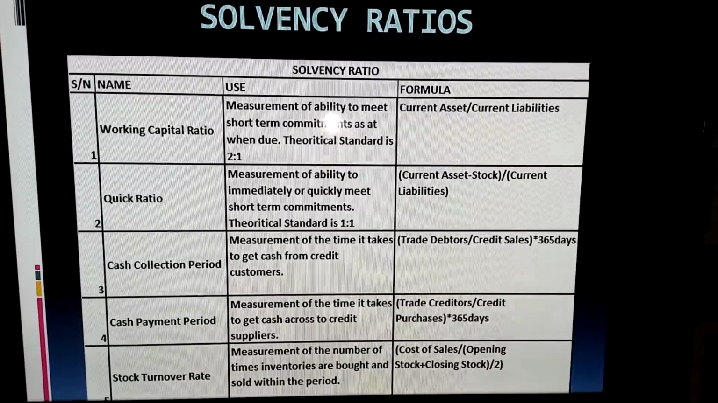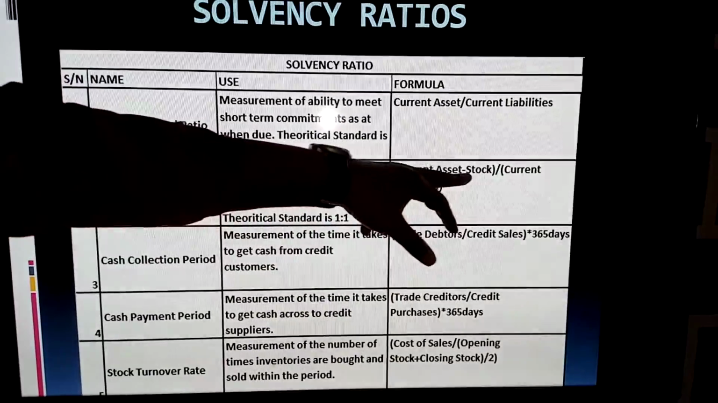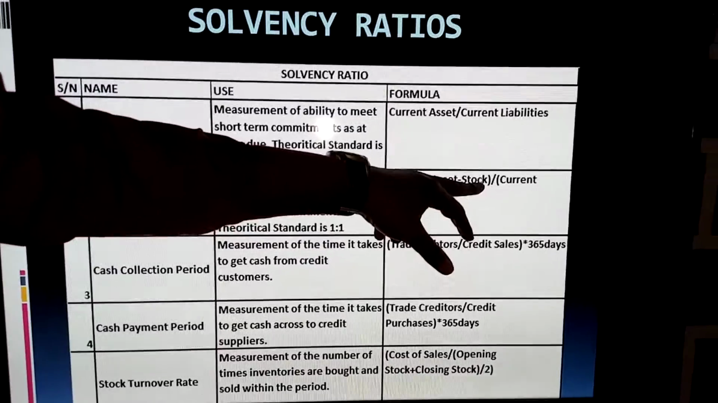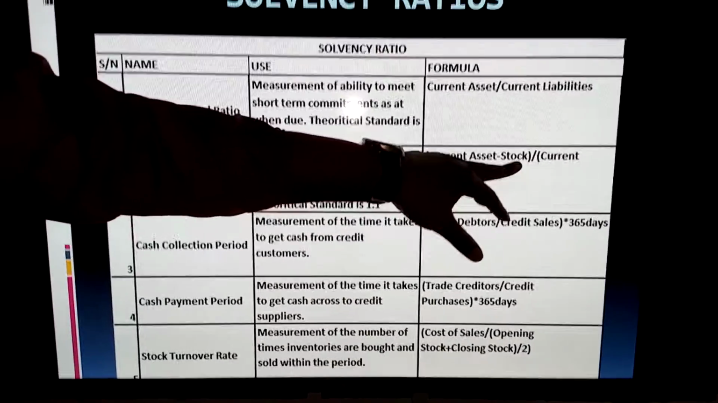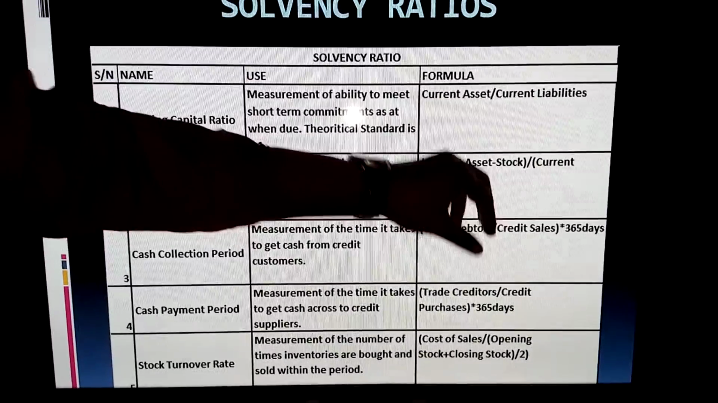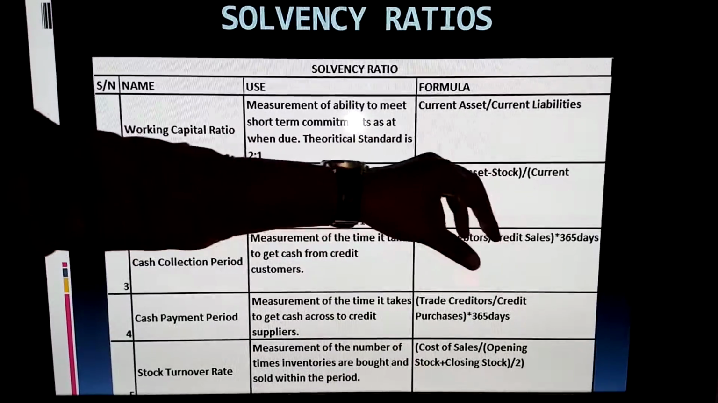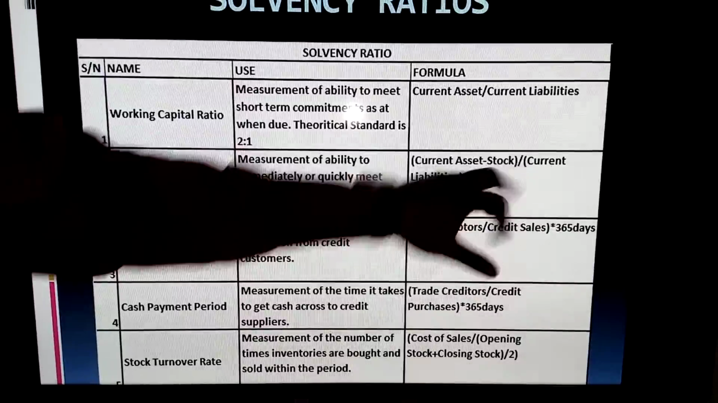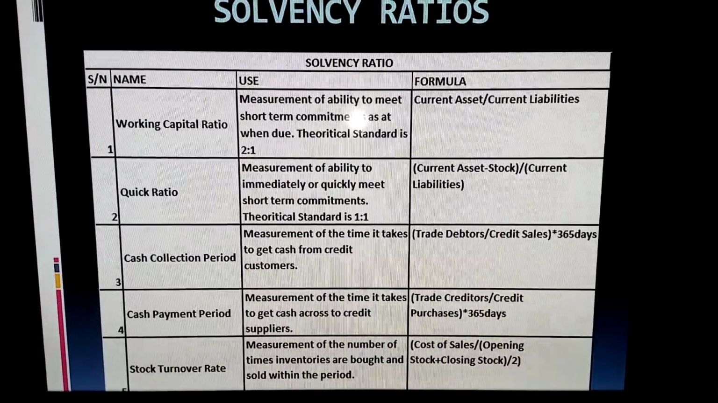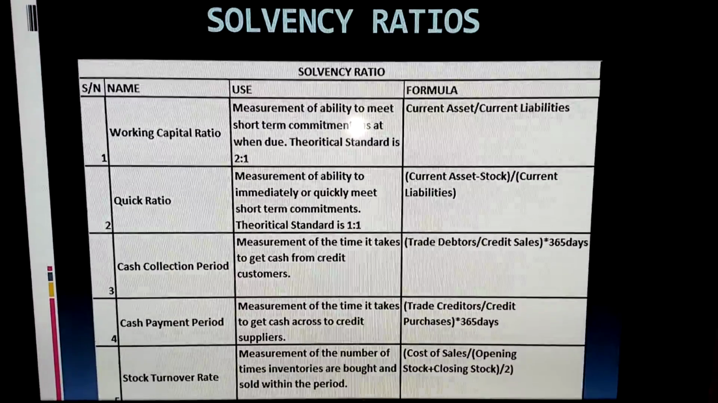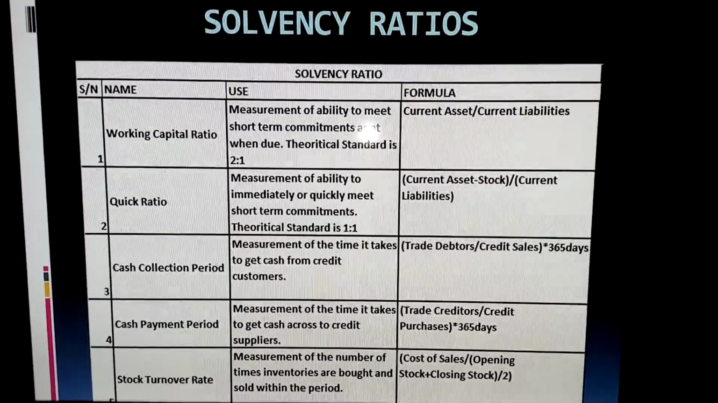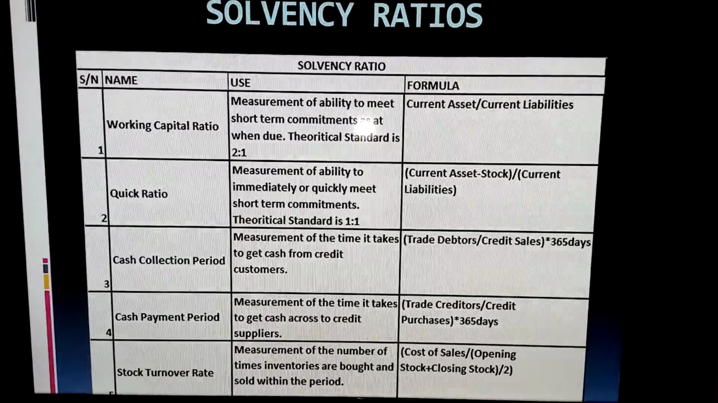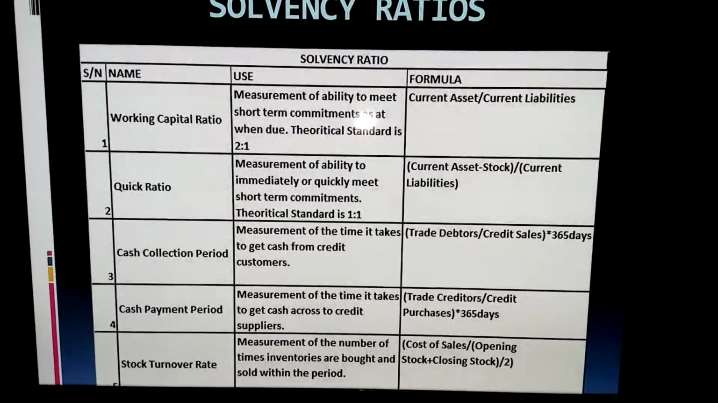So basically, we say current assets minus stock, because we're looking at the fact that you don't have to go and sell to be able to meet up with the obligation now. The items you have should be easily convertible to cash, so you can settle your current liabilities. So we use current assets minus stock over current liabilities. The standard here is 1-to-1. At every point in time, your current assets should be able to cover your current liabilities.